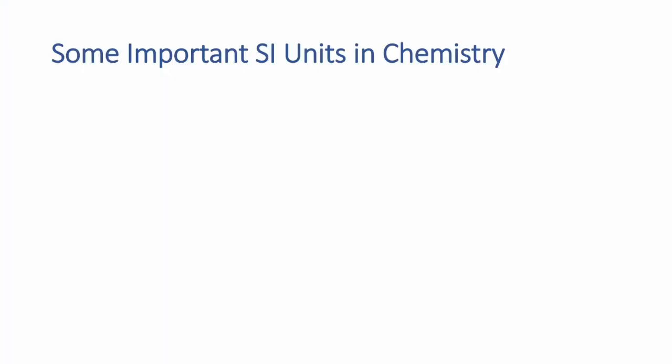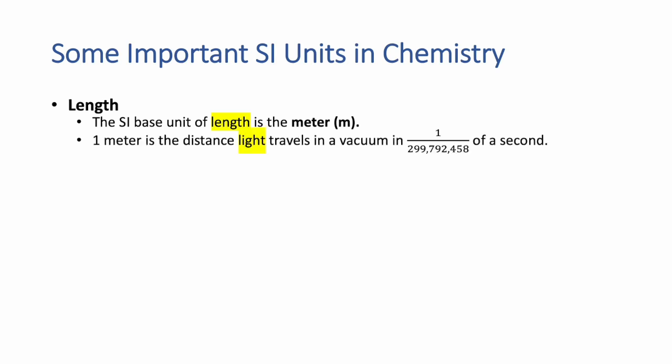For the next slides, we're just going to go over the important SI units that we will be using in chemistry. The first one being length. The SI base unit of length is meter, or lowercase m. A meter is the distance light travels in a vacuum in 1 over the speed of light of a second. That is the physical quantity that the unit meter is based on.